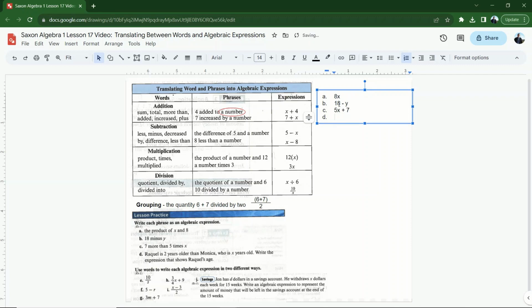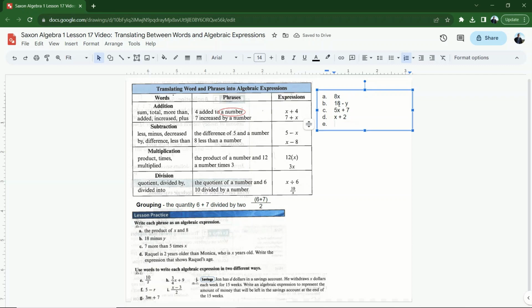Letter D, Raquel is 2 years older than Monica, who is x years old. Write the expression that shows Raquel's age. Well, it's going to be x plus 2. 2 years older. Older implies more years, so x plus 2.